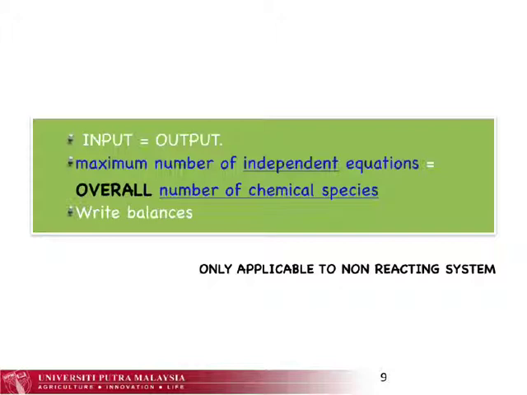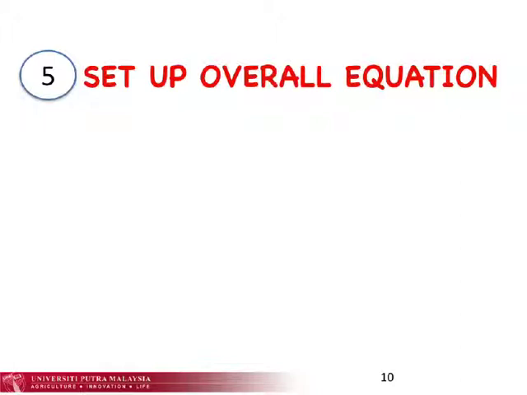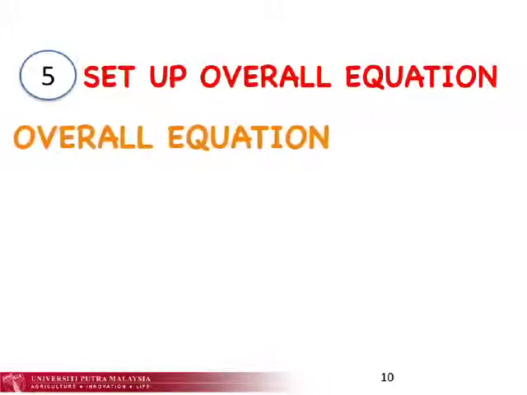For non-reacting processes, the material balance takes the form of input equals output. The maximum number of independent equations that can be derived by writing balances on a non-reactive system equals the number of chemical species in the input and output streams. We should write balances first that involve the fewest unknown variables to reduce complexity.